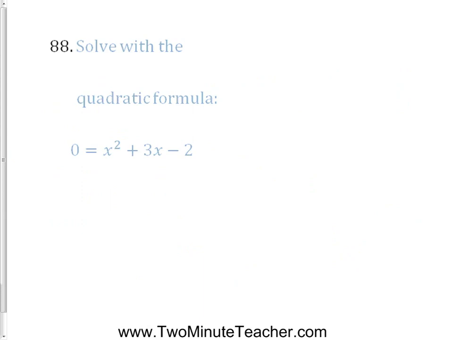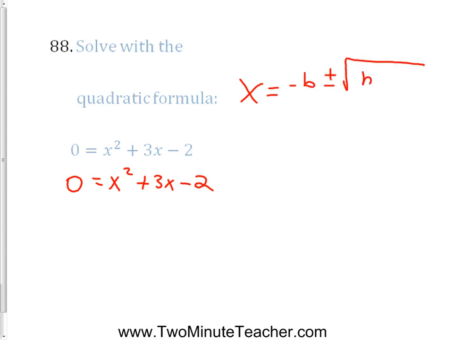Solve with a quadratic formula. It says 0 equals x squared plus 3x minus 2. Now, if I'm going to use the quadratic formula, I better know the quadratic formula. The quadratic formula is x equals negative b, almost want to sing it, plus or minus square root b squared minus 4ac all over 2a. Then a is the number in front right here, and that's a 1, even though I don't see it. It's a 1. B is 3, and c is negative 2.